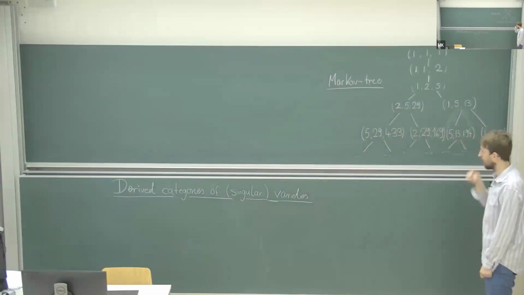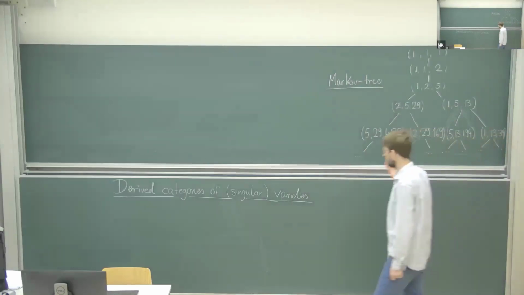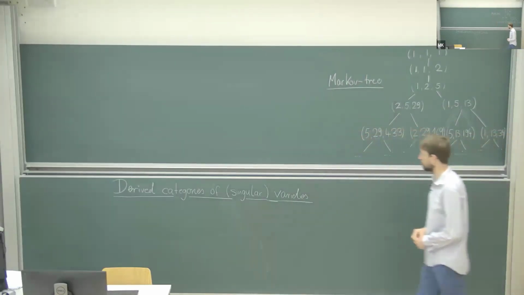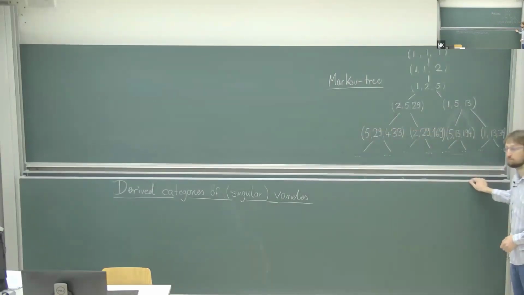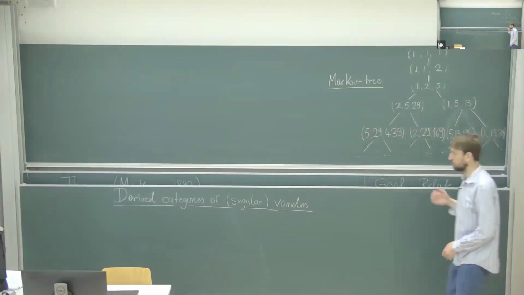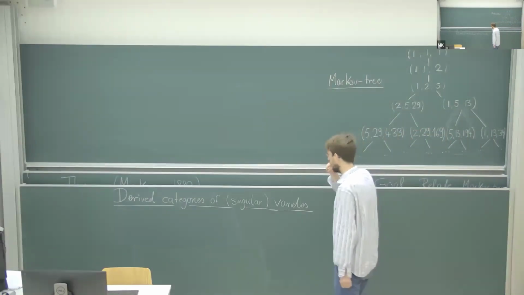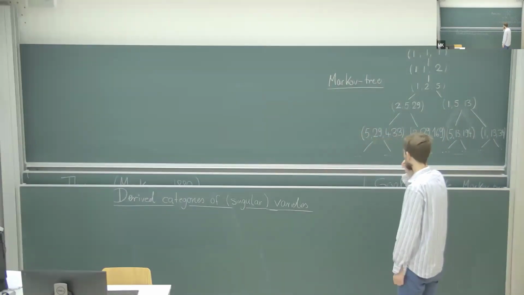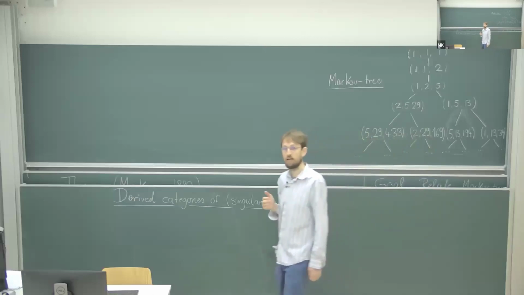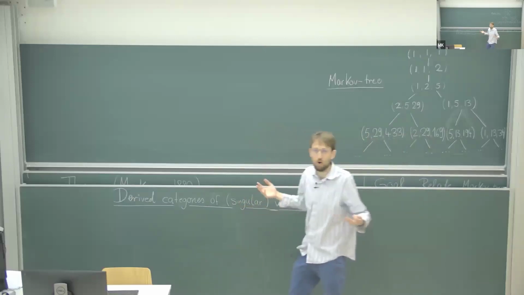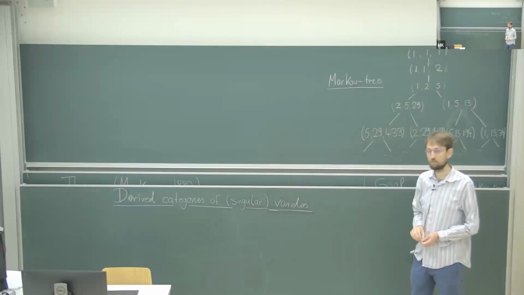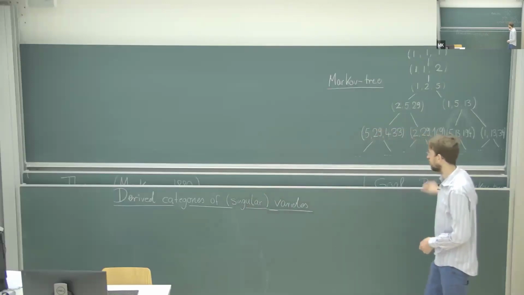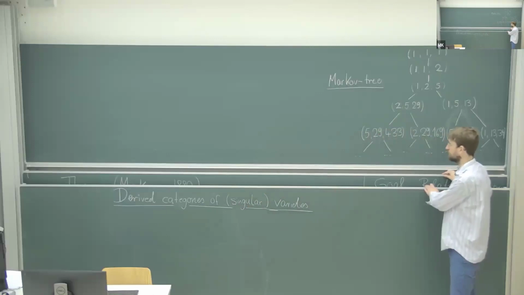Now I want to tell you how these numbers come about, what the meaning of these numbers is. And then I want to explain why I care about this and how this is related to some questions in algebraic geometry. So now here comes another board.